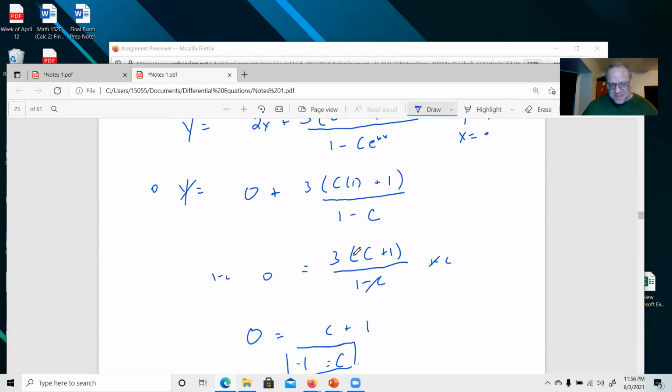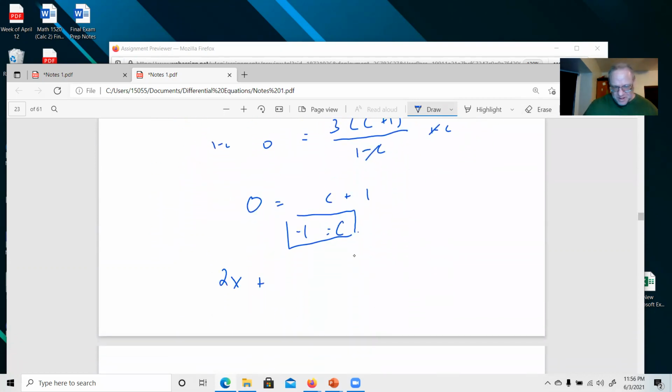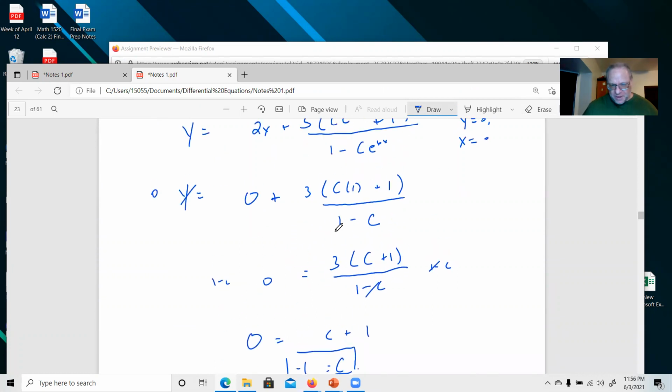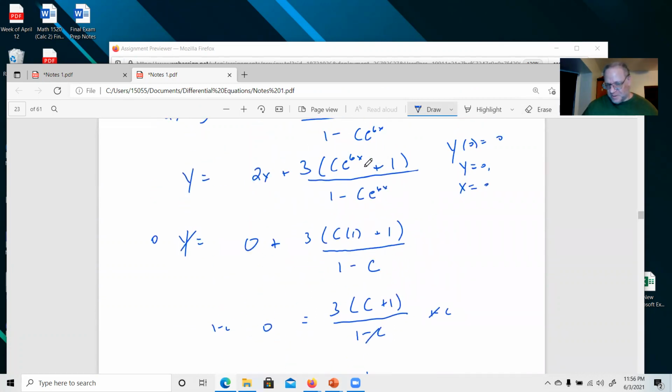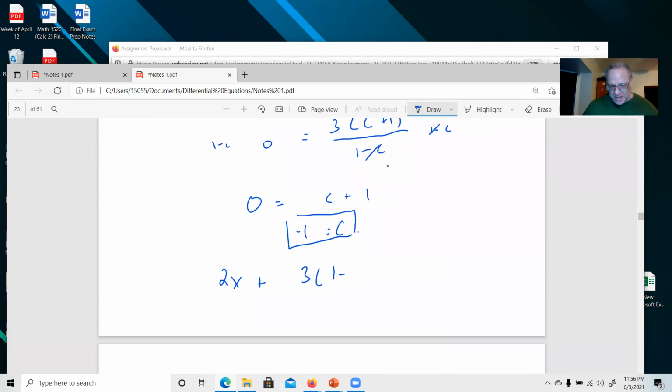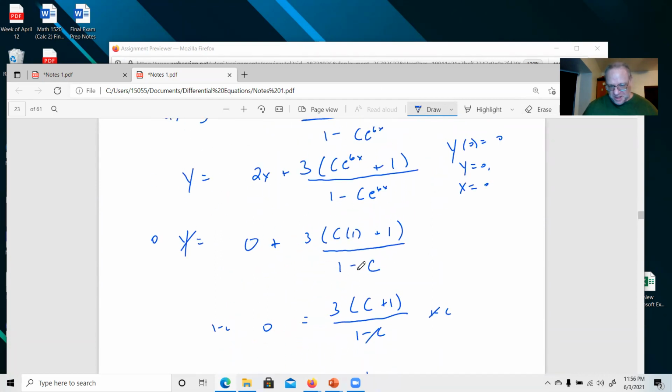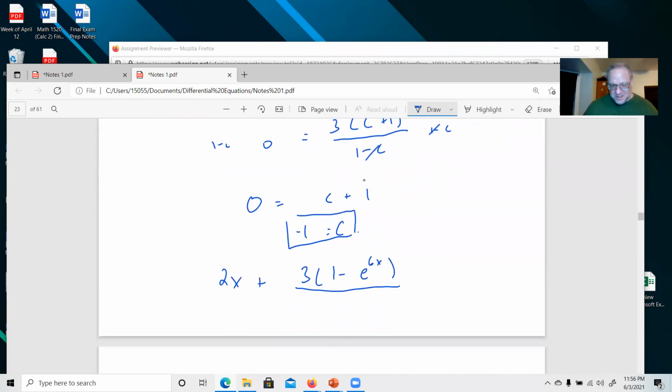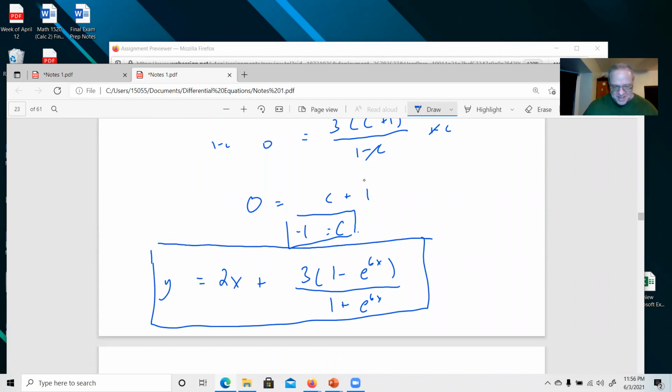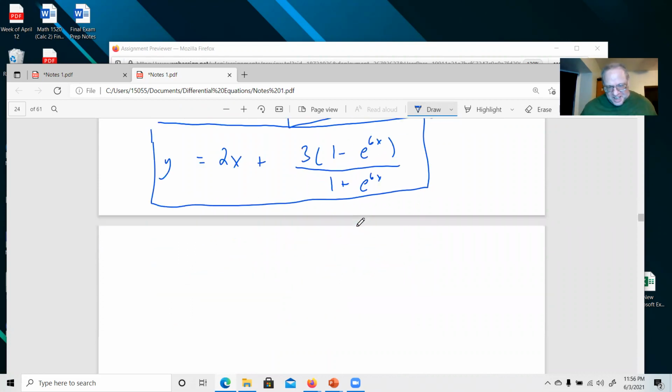So here we go. We have 2x plus 3, and I'm just going to reverse the order, because I will keep the negative of this. That's going to be (1 minus e to the 6x) divided by, and the same thing over here. C is negative 1, so this is going to be 1 plus e to the 6x. That equals y. All right. And there we go. That's our answer. All right.